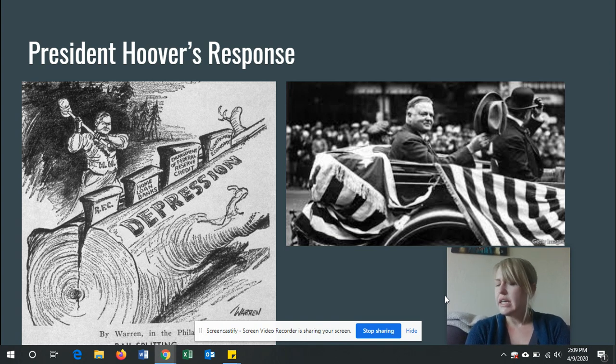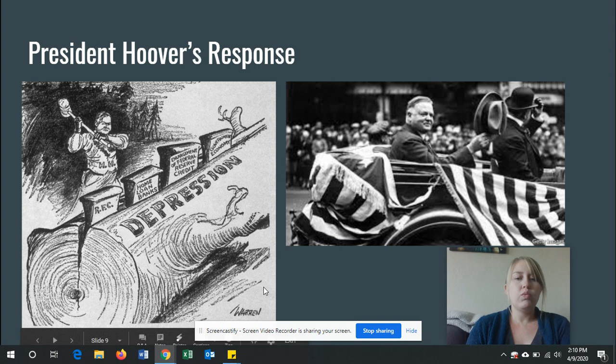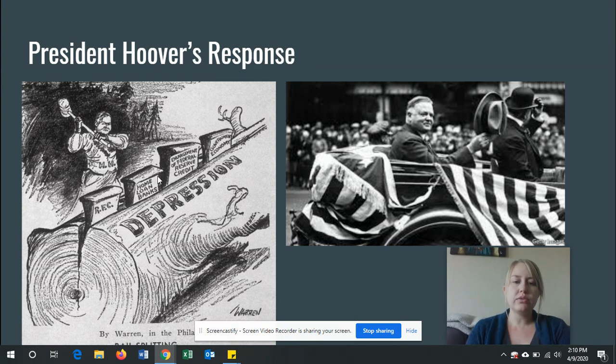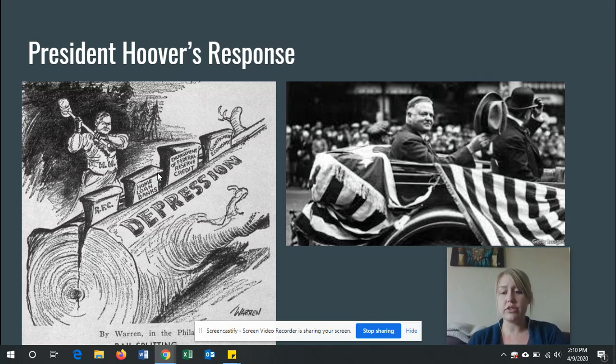So eventually he shifts his tone and is like, okay, I got to do some stuff. And he passes the Reconstruction Finance Corporation, which is similar to what you see the government doing today, where you're giving out loans, you're giving out some sort of unemployment stuff, you're trying to pay money for infrastructure, so to build bridges, roads, anything that can get people jobs. But the response, like you can see in this political cartoon, was a little bit too little, too late.